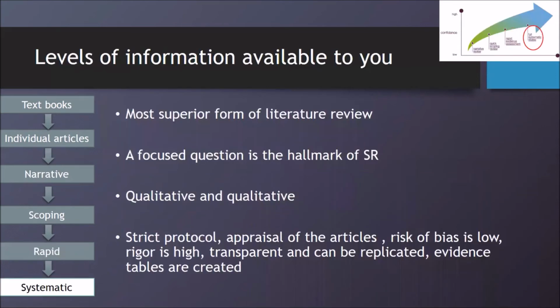Now, systematic reviews are the most superior form of literature review, and they have a focus question, which is a hallmark of systematic reviews. And these reviews can be further classified into qualitative and quantitative reviews. These reviews involve a strict protocol, appraisal of the articles, and the risk of bias is very low. The rigor of these reviews is very high. They are transparent. They can be replicated all throughout the world. And there are tables, also known as evidence tables, created in systematic reviews.